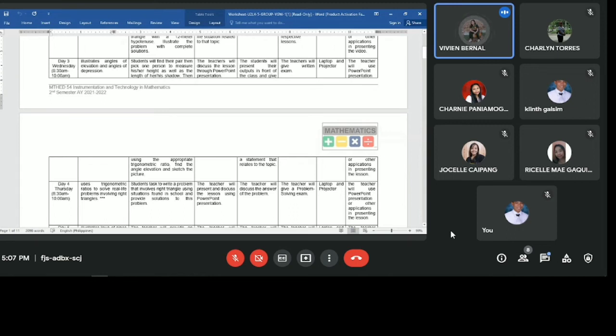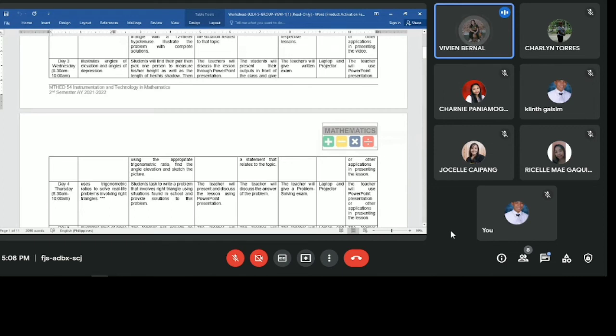For day 4, which is Thursday, 8:30 a.m. to 10 a.m., the learning competency is uses trigonometric ratios to solve real-life problems involving right triangles. For contextualization, students are tasked to write a problem that involves a right triangle using the situations found in the school and provide solutions to this problem.